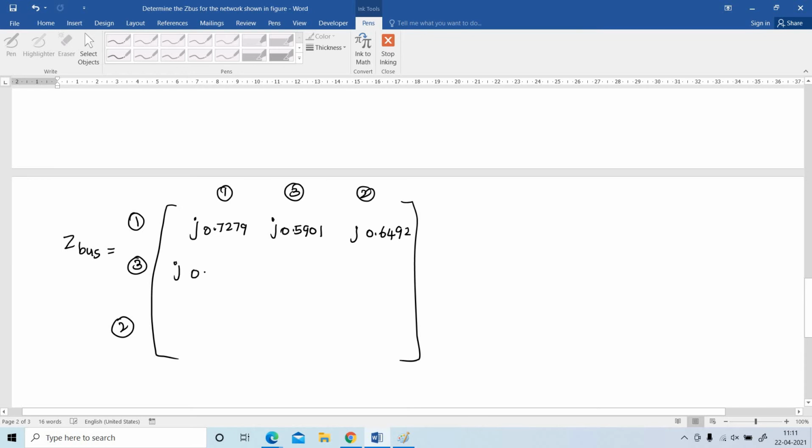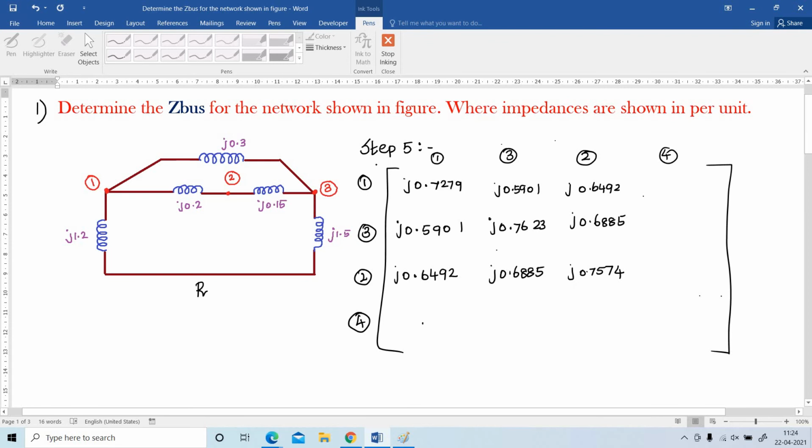Then J 0.5901, J 0.7623, J 0.6885, J 0.6492, J 0.6885, J 0.7574. Next is step number 5.